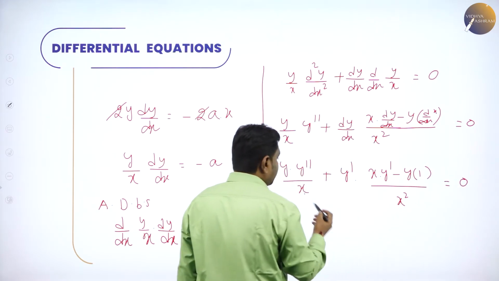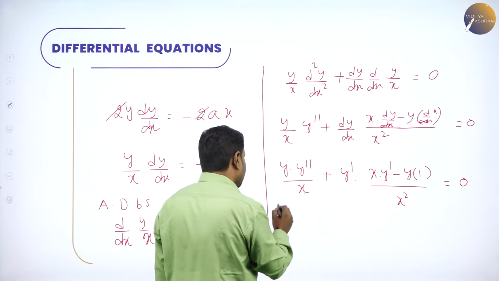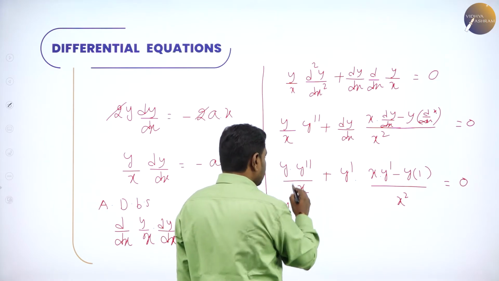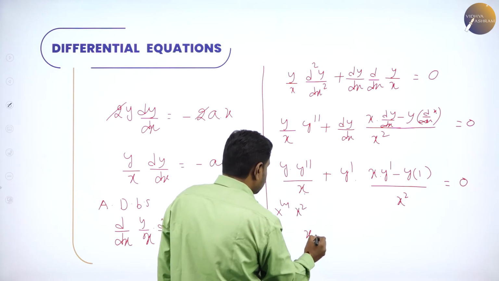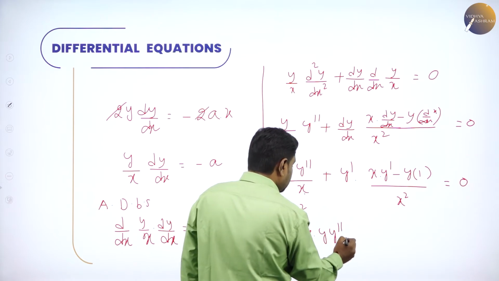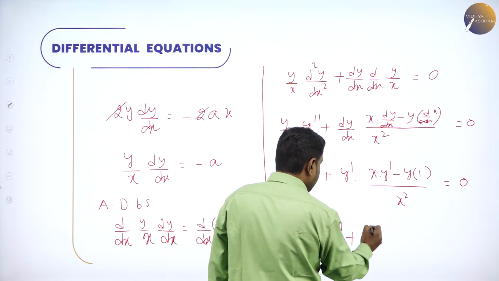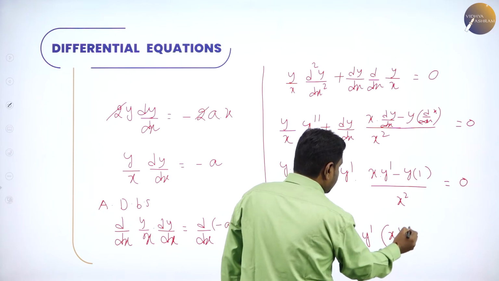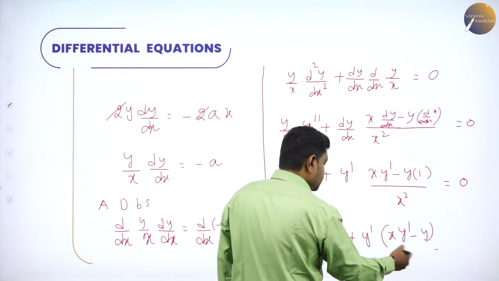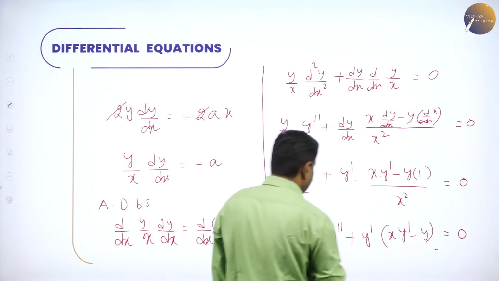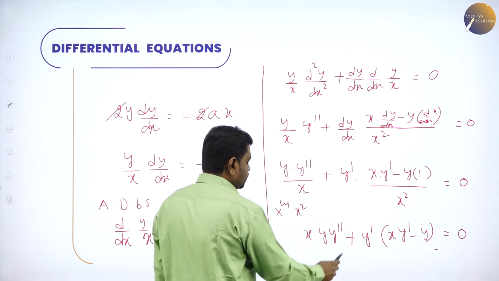So here we have x, here we have x square. Multiply by x square on both sides. If I multiply x square on both sides, here I'll get x y double dash, plus here x square cancels, I'll have y dash into (x y dash minus y). This denominator cancels, is equal to 0. You can leave it here or simplify further. So this is the answer.